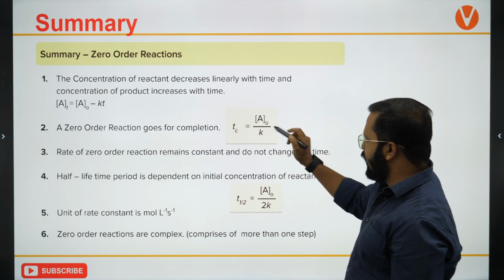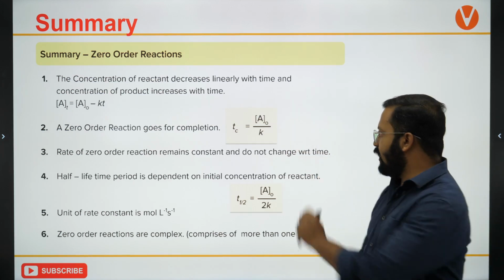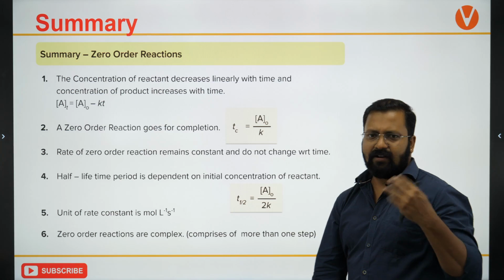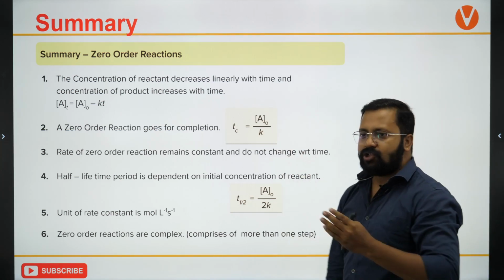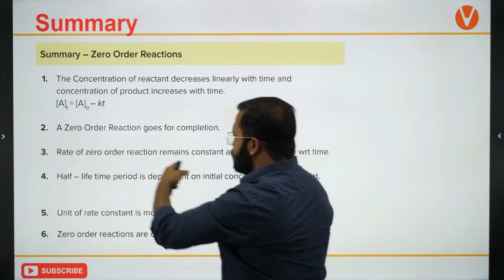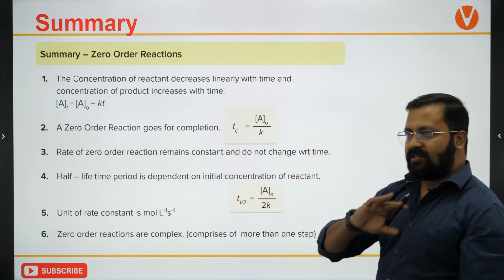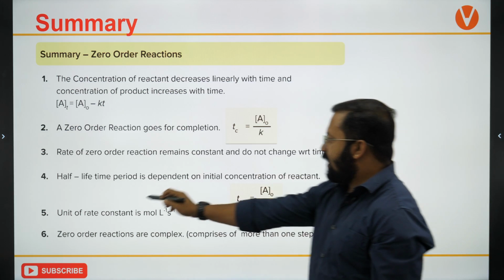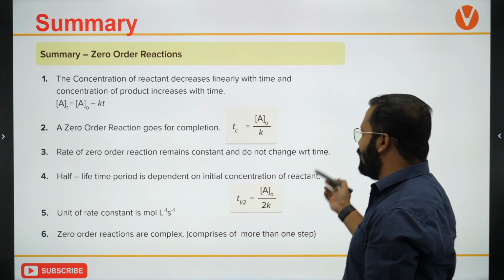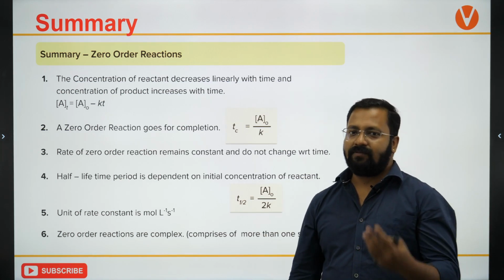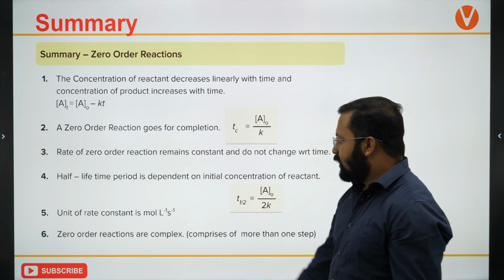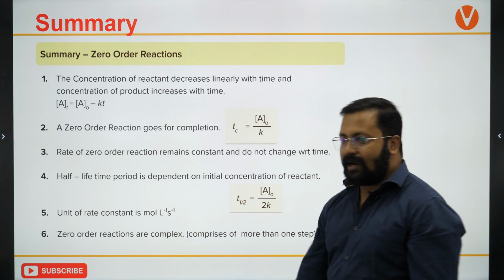A zero order reaction goes to completion when time equals the initial concentration A naught divided by K. We had written A by K, they have written A naught by K. A naught means A, the initial concentration. The rate of a zero order reaction remains constant and does not change with time. Half-life is dependent on the initial concentration. If the initial concentration is increased, the half-life will also increase. The unit is moles per liter per second.